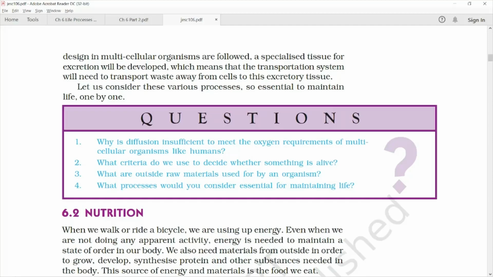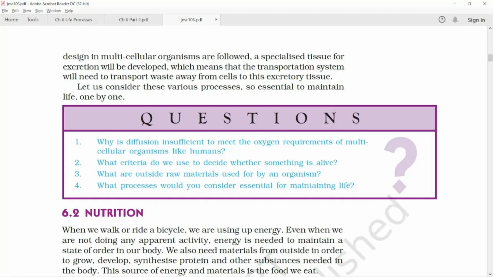So now let's move to question number 3. What are the outside raw materials used for an organism? As discussed above, we require oxygen and food as raw materials from outside so that we can perform all the life processes. It gives us energy to perform all the life processes and for the maintenance process and for growth.